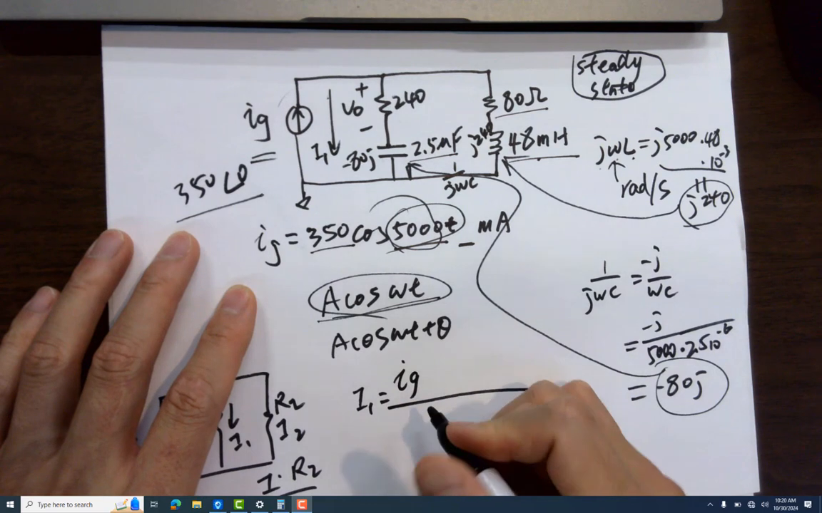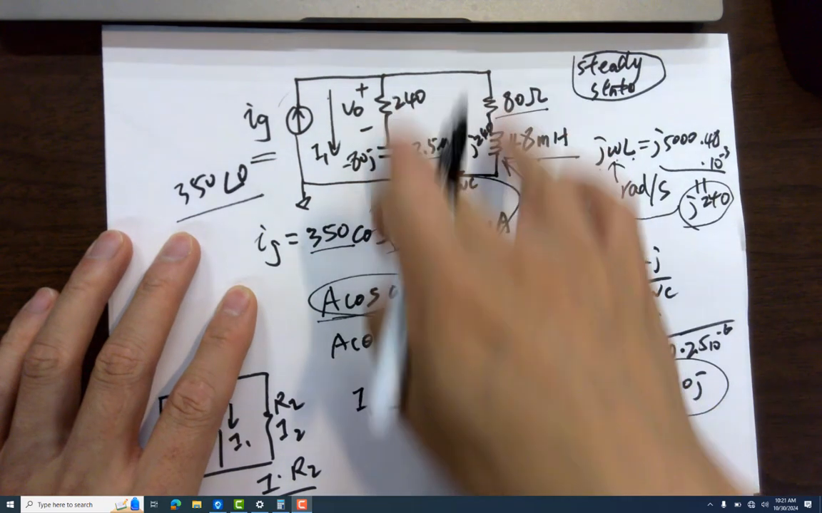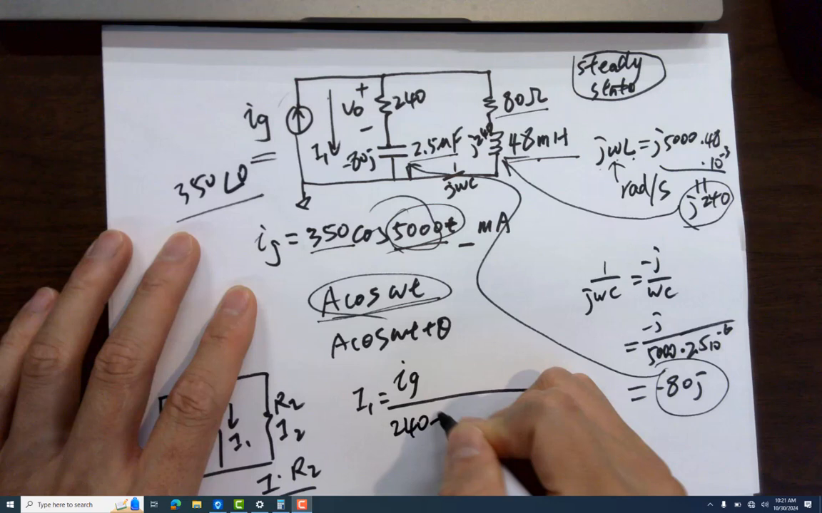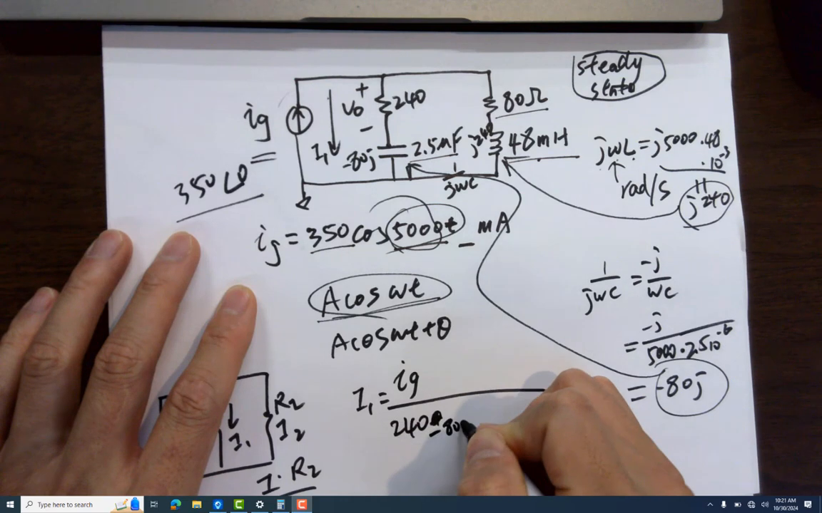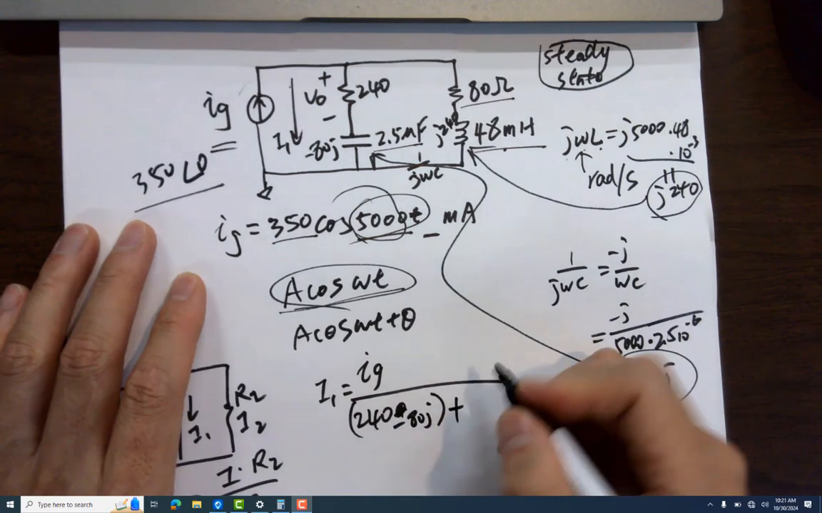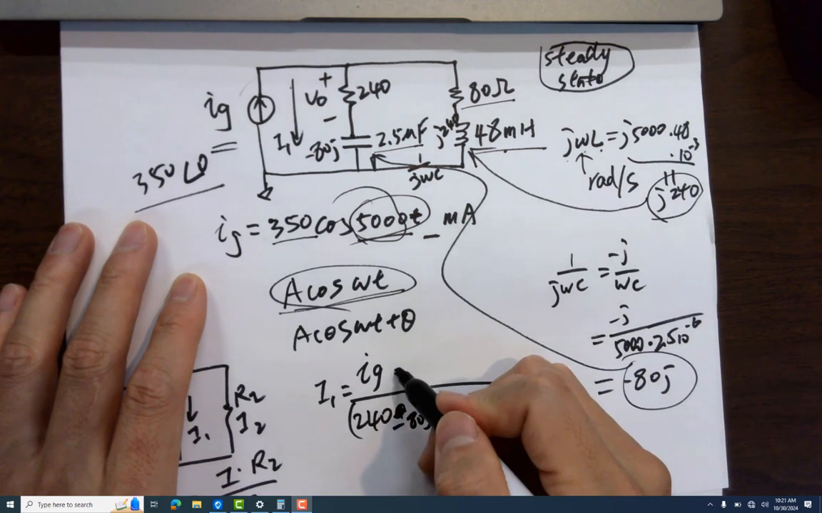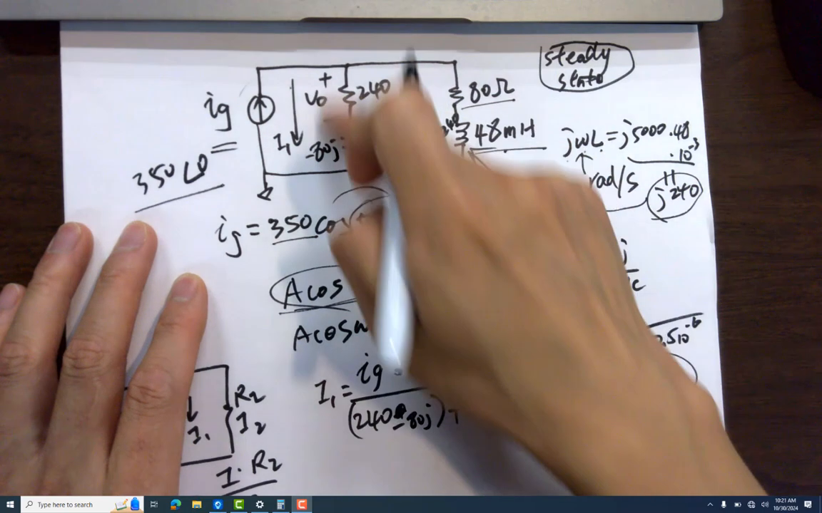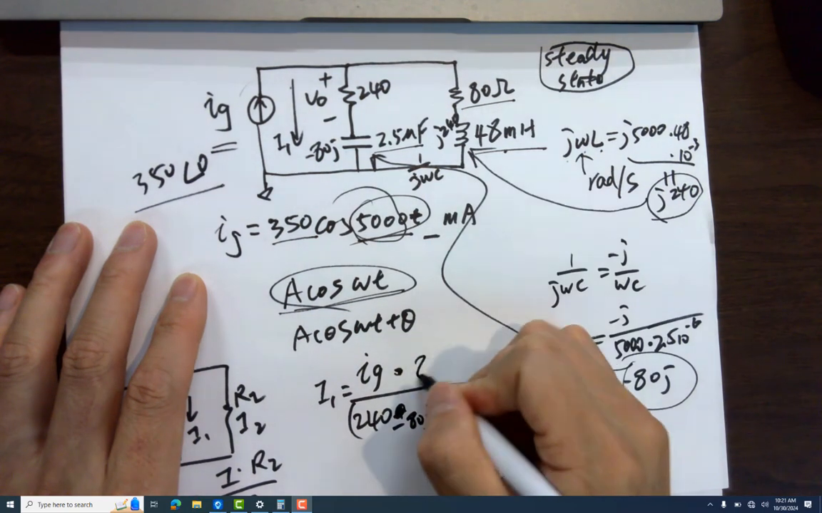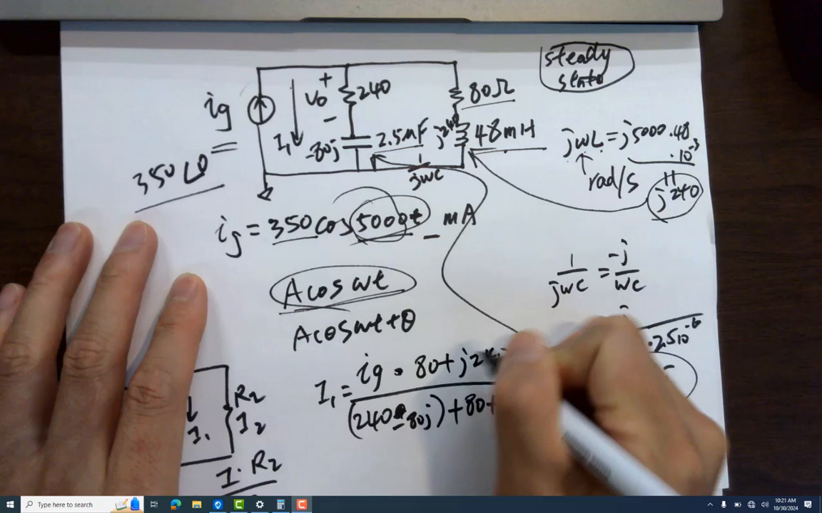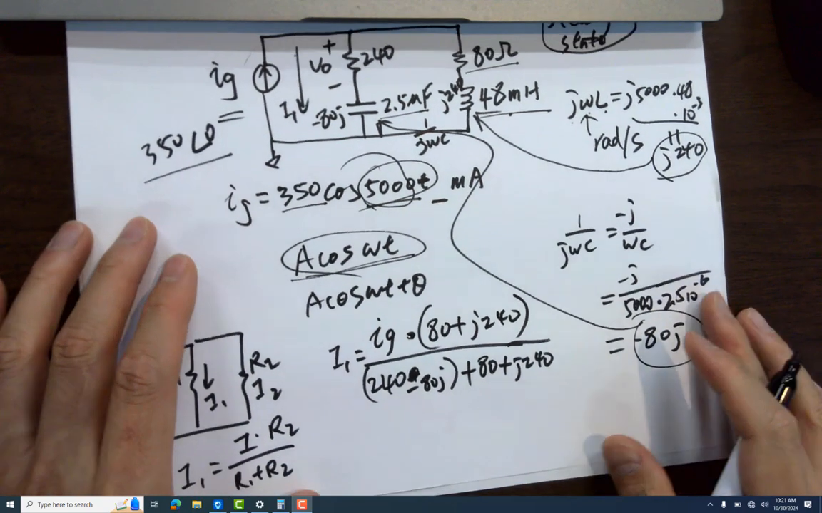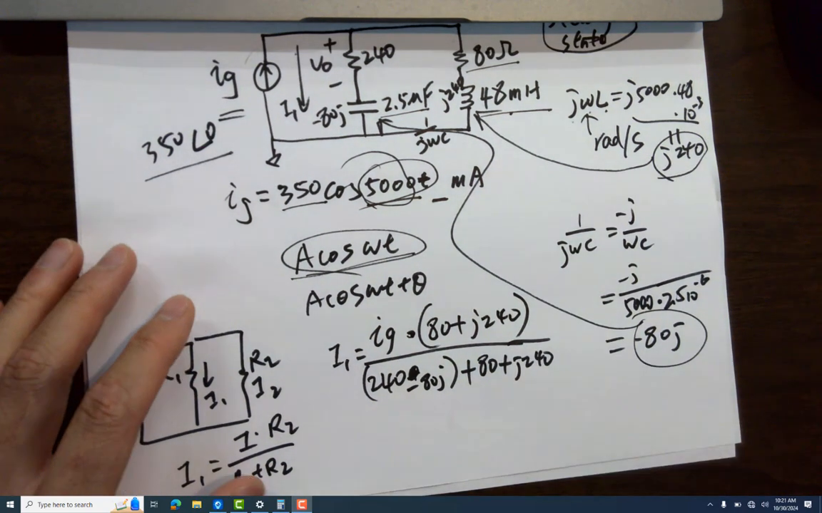IG divided by what? These two added together, right? 240 plus or minus 80J plus 80 plus J240, times the resistance here, which is 80 plus J240, and we'll get the current here. That's it. So now I'm going to show you how to calculate this kind of complex form.